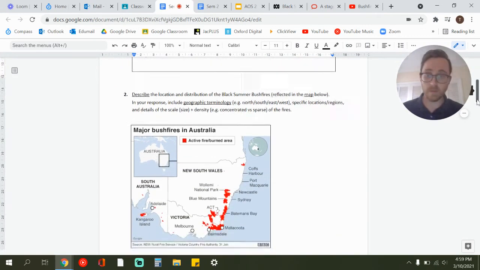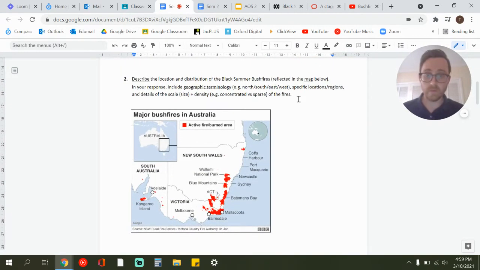Question 2. In light of our continuing remote learning experience, instead of having you make your own map, as you did with the human well-being task looking at Africa, you're just going to be describing a map that's already been made for you.